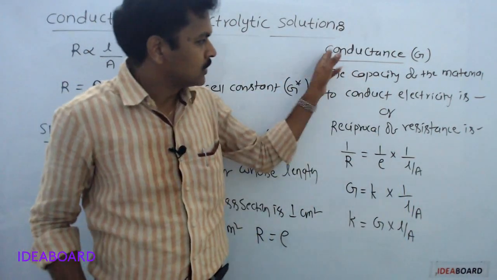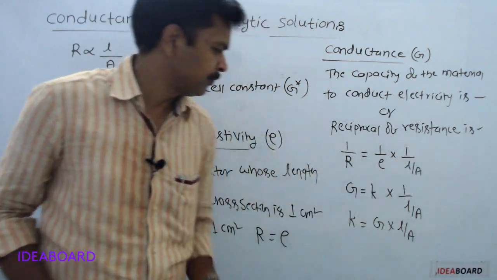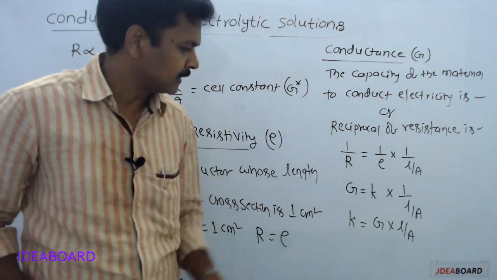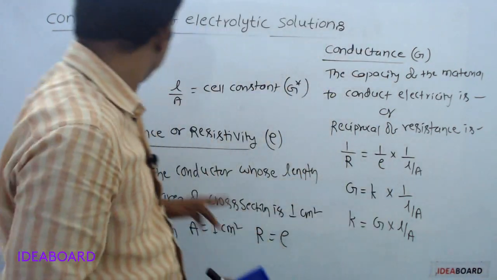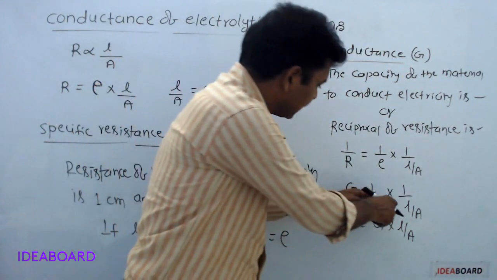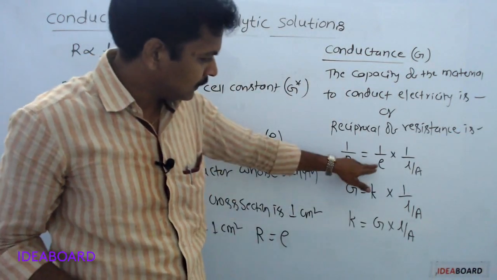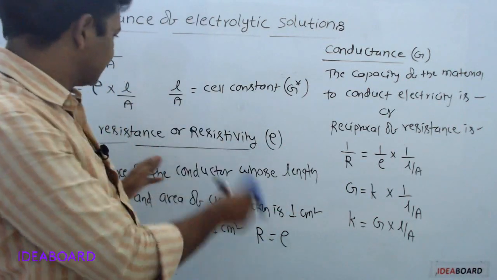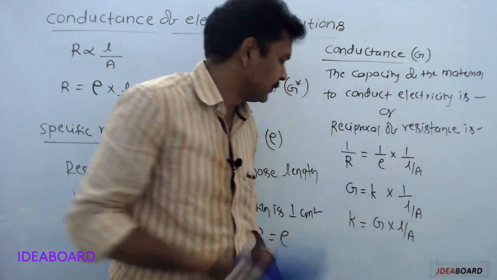Reciprocal of resistance is called conductance. 1 by R is equal to 1 by rho into 1 by L by A. This 1 by R is nothing but conductance. This rho is specific resistance or resistivity. 1 by rho is nothing but specific conductance or conductivity. This K is specific conductance or conductivity.